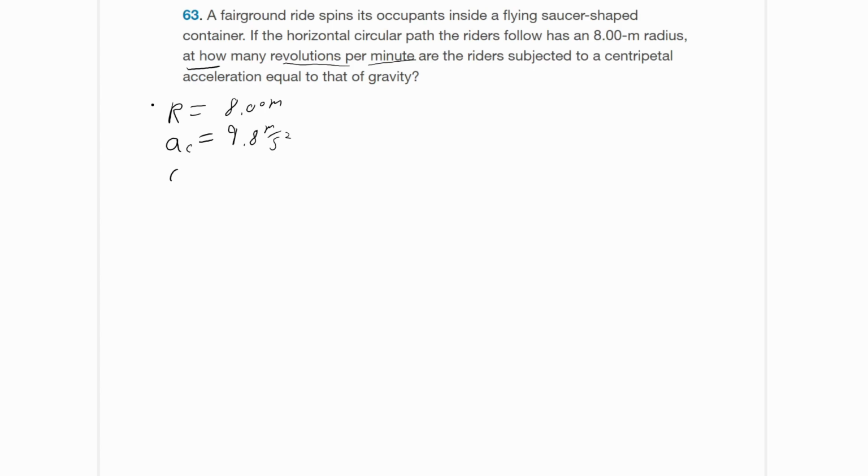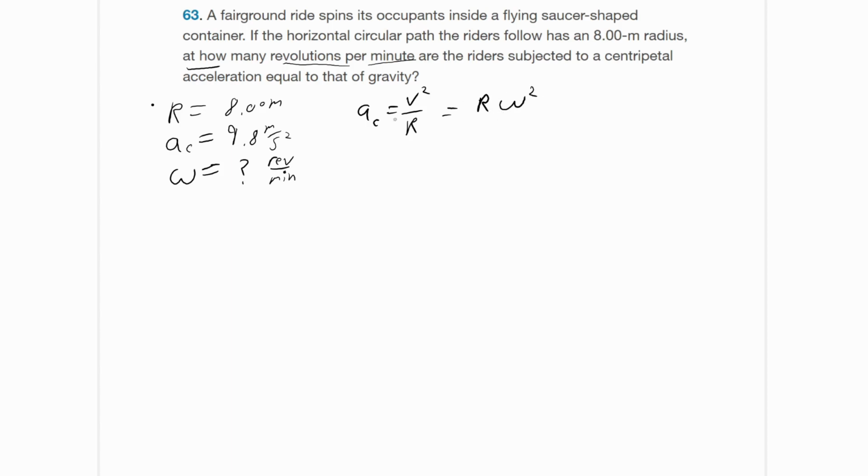And what we're looking for is omega, or the angular velocity, specifically expressed in revolutions per minute. So we're going to try to find revolutions per minute using some of this other stuff. And that's what we're looking for. So a couple of equations we can write down. First off, we have this equation: centripetal acceleration equals velocity squared over the radius. And then we have another version of this one, where instead of velocity, we're going to use angular velocity. So we have r omega squared.